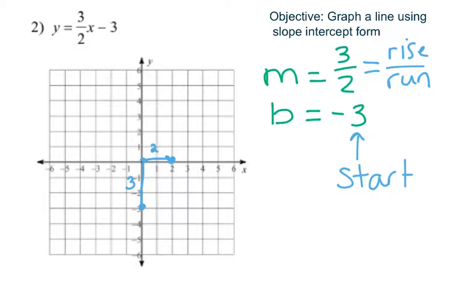And now I'm going to do it again to find another point. So I'm going to rise 3, and I'm going to run 2. So now I have these 3 points right here that I just plotted using my slope. And now I'm going to draw a line. I'm going to try to draw a line through those 3 points. I kind of missed that third one, but you get the idea. Okay, and then we put the arrows at the end.